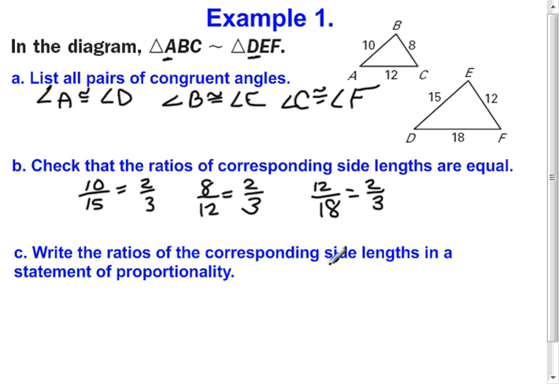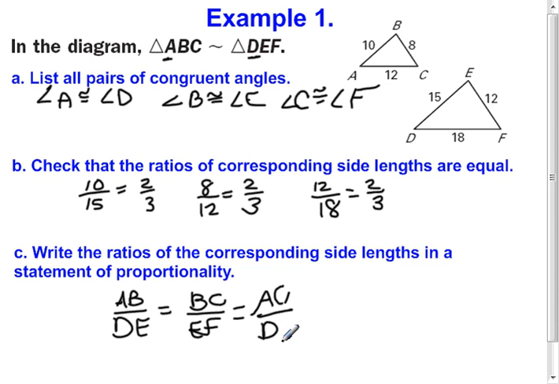Write the ratios of the corresponding side lengths in a statement of proportionality. So all we're saying is AB over DE, that proportion equals BC over EF, which equals AC over DF.